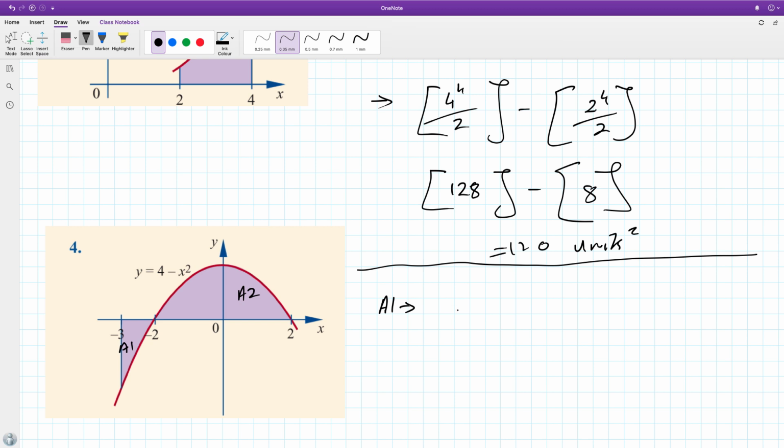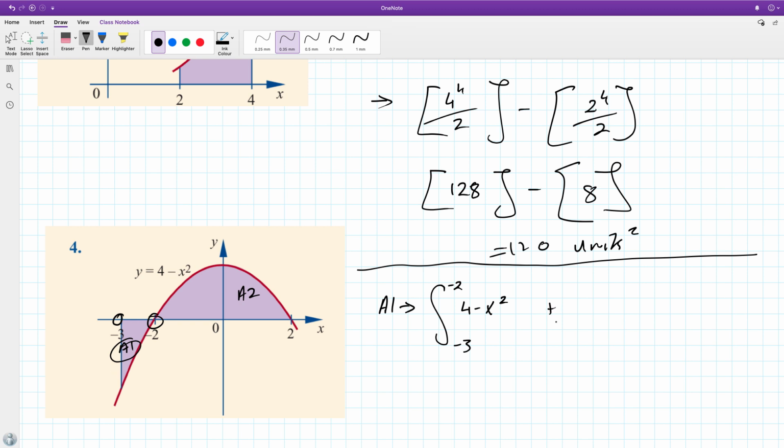Adam, how am I going to integrate A1? I'm going to integrate. Curve doesn't change. It's 4 minus x squared. The curve does not change. It's the same curve. Minus 2 and minus 3. Minus 2 and minus 3. That's going to give me that area inside there, A1.